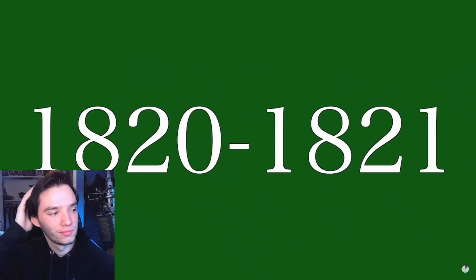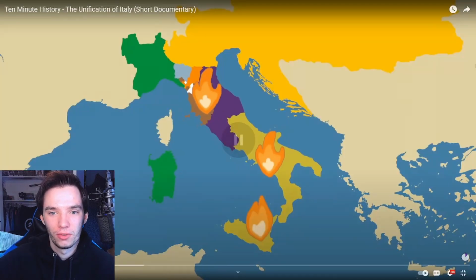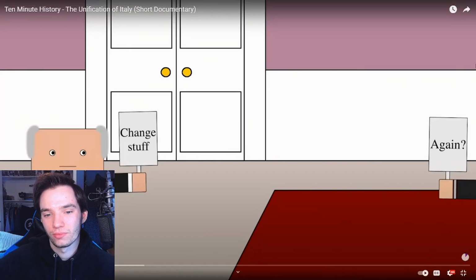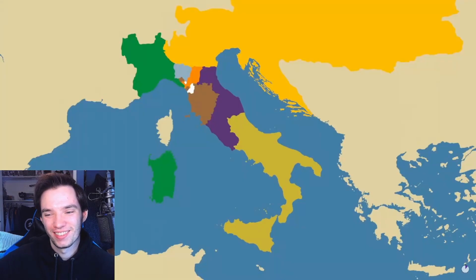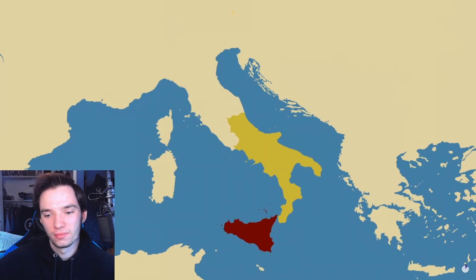Carbonari in the south. In 1820 and 1821, a series of revolts and coups were launched across the Italian states in order to force through liberal reforms. In the Kingdom of the Two Sicilies there were two, with those in Naples calling for the introduction of a new constitution and those on Sicily demanding independence for the island.